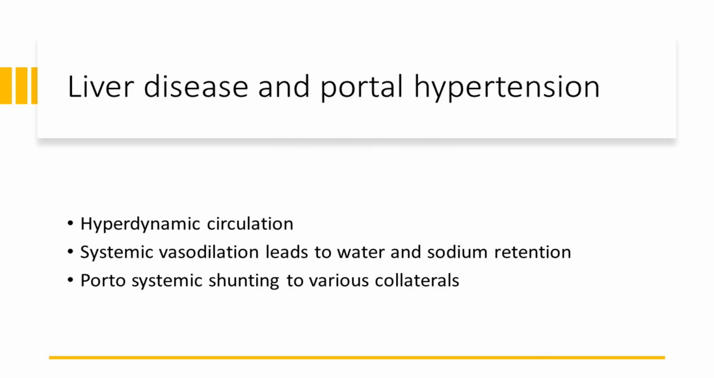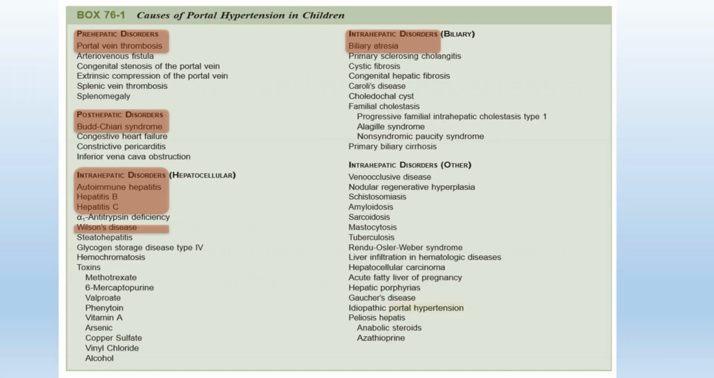In liver disease, why does portal hypertension occur? One is because the liver is gradually getting stiff, so there is going to be resistance that develops. Because of that, there is hyperdynamic circulation. There is an underfill theory that comes up, systemic vasodilatation takes place, sodium and water retention, and the collaterals start forming. Among the causes of portal hypertension, you have prehepatic, intrahepatic, and posthepatic causes.